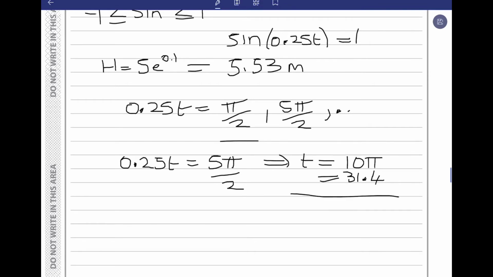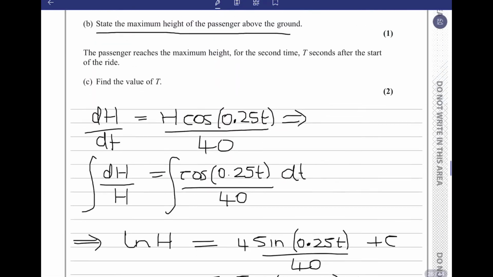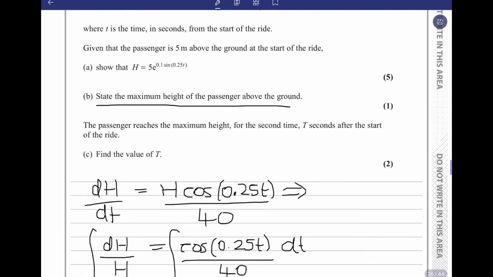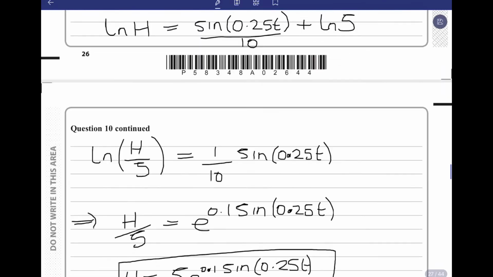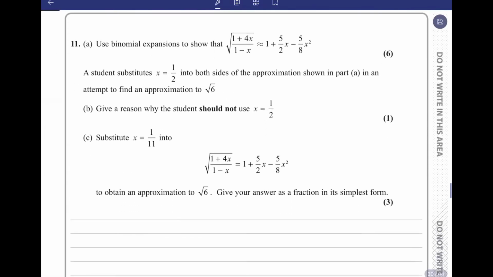And that is the value of t that gives us the value 5.53 for h. That's the final answer for question 10. Hope that makes sense. Do let me know if I've made any errors.